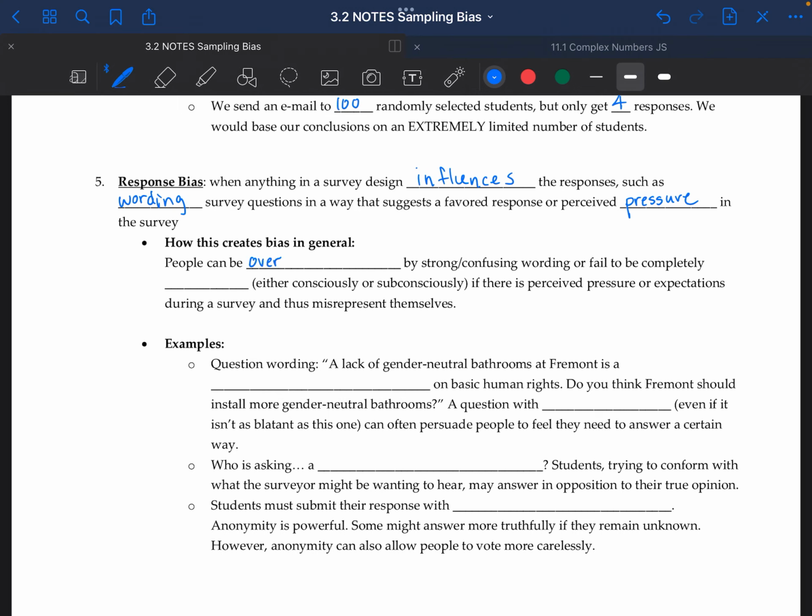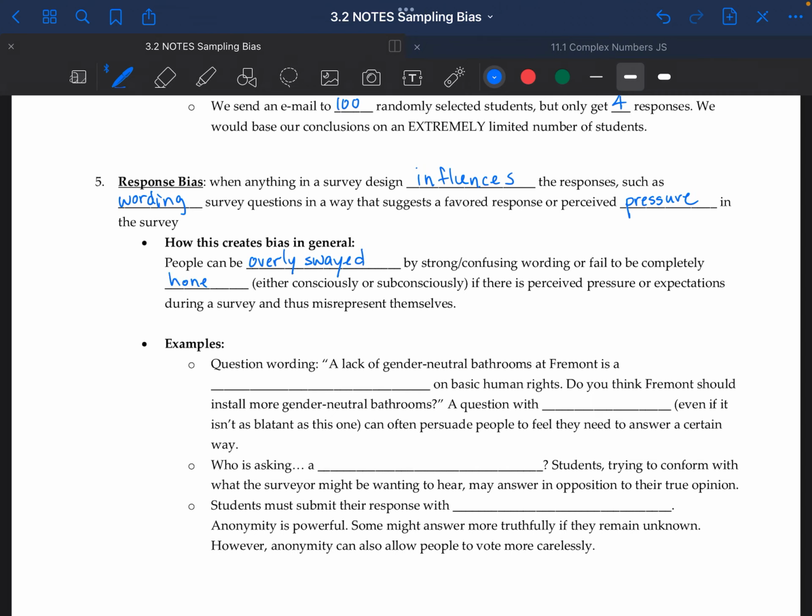Okay, well, people can actually be pretty easily swayed, as it turns out. Human beings are very easily manipulated creatures. So sometimes it's just strong wording that can sway them. Sometimes the wording is confusing for them, and maybe there's not a chance to ask for clarification.